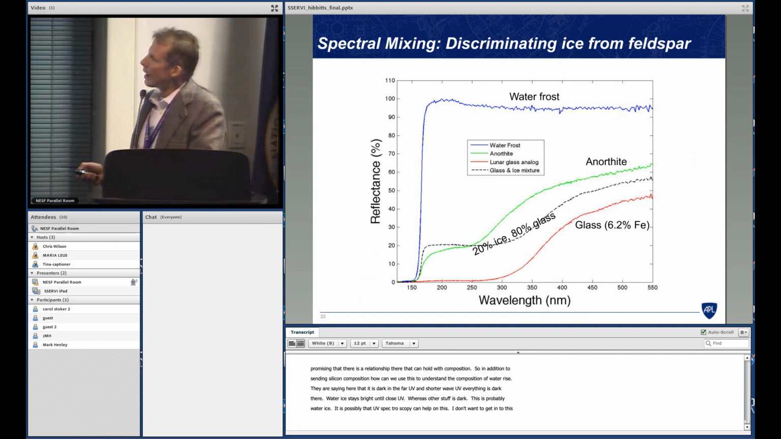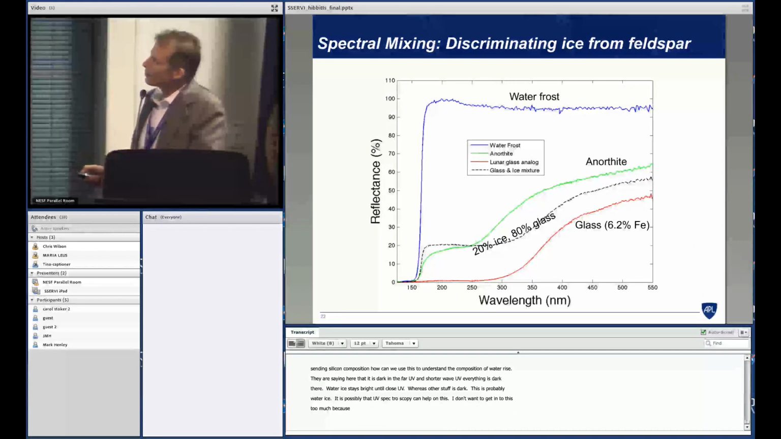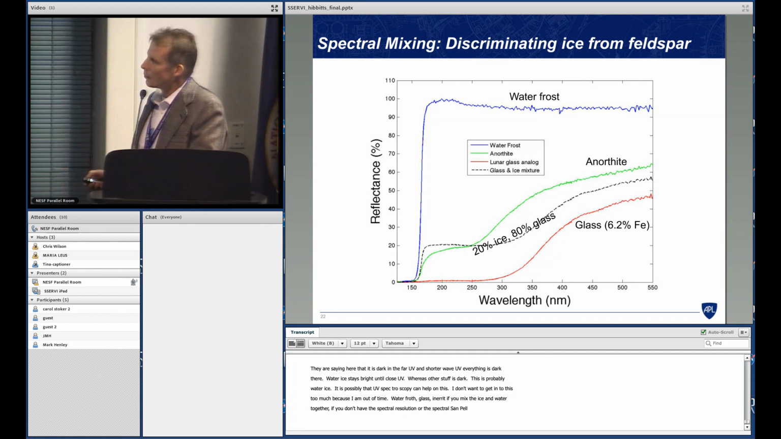Water frost, glass, anorthite. If you mix the ice and the glass together, it can look rather like anorthite. In other words, if you don't have the spectral resolution or the spectral sampling, you might confuse anorthite with a mixture of a little bit of water ice and maybe some glassy iron-rich material on the surface. But with appropriate spectral resolution to pick out, for instance, the position of this OMCT band, UV spectroscopy would be able to distinguish and differentiate between these different compositions: water frost, iron-rich glass, anorthite.